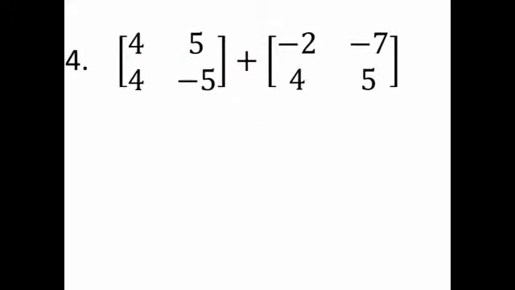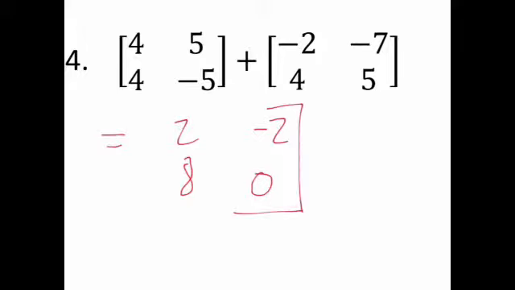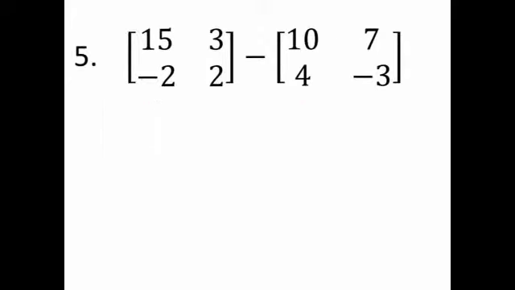Moving on to 4, if you want to add your matrices, you just add the corresponding pieces. So 4 plus negative 2 is going to give me 2. 5 plus negative 7 is going to give me negative 2. 4 plus 4 is going to give me 8. Negative 5 plus 5 is going to give me 0. So here's my entire matrix. Here, let me redraw that 8 so it looks a little bit better. So there you go.